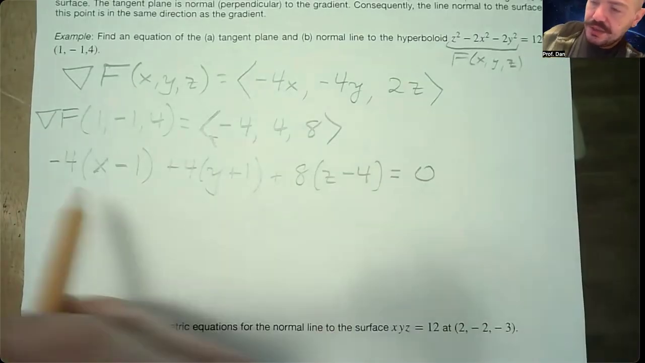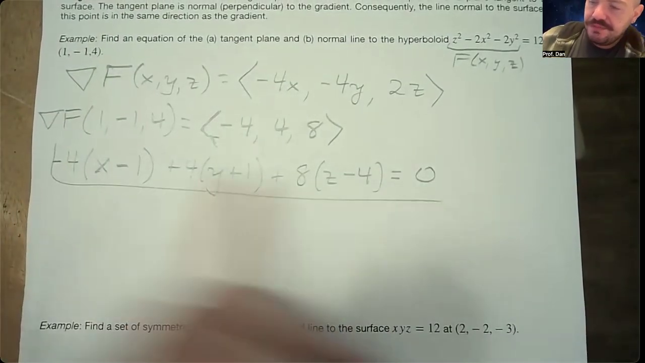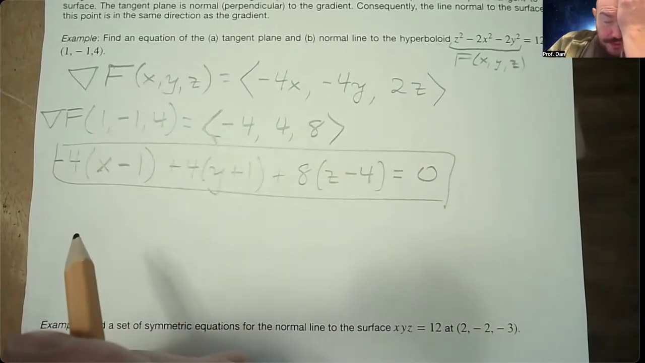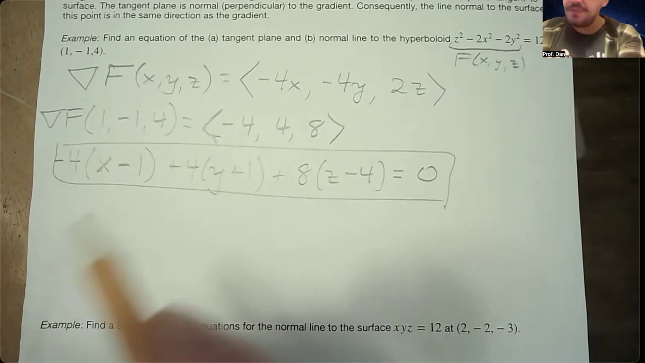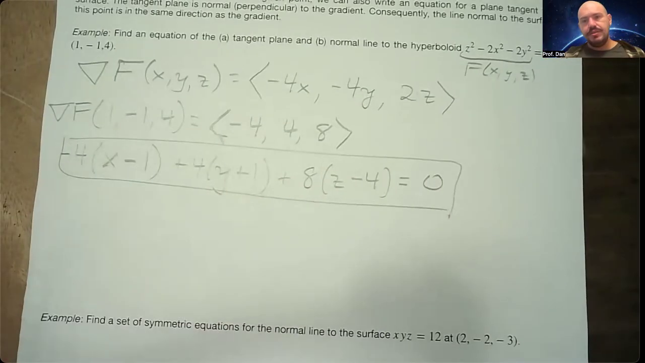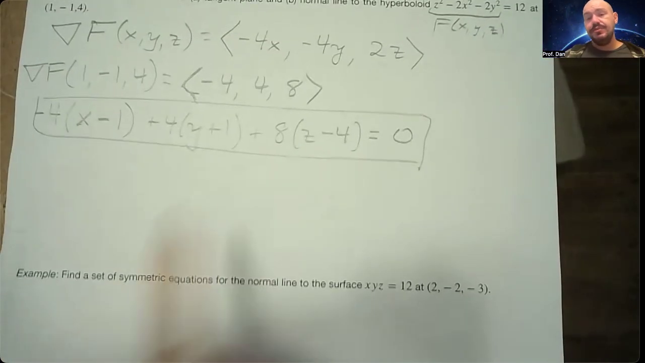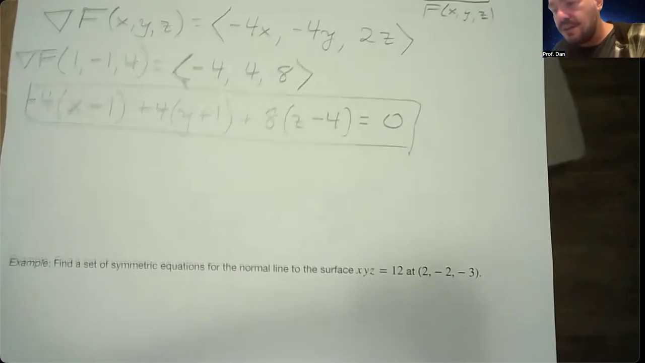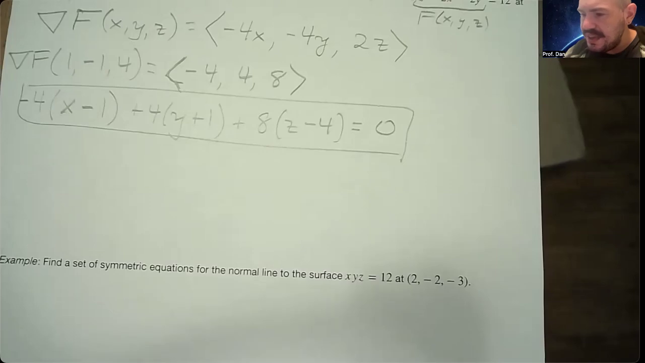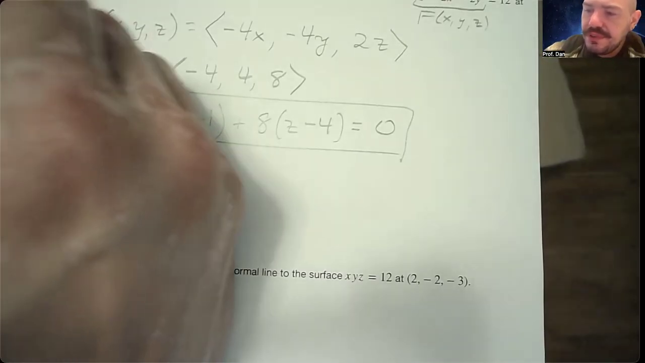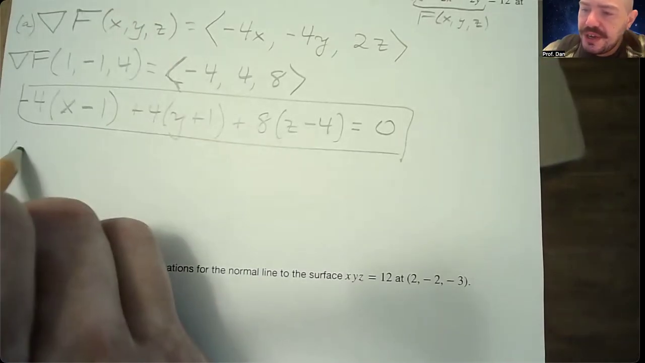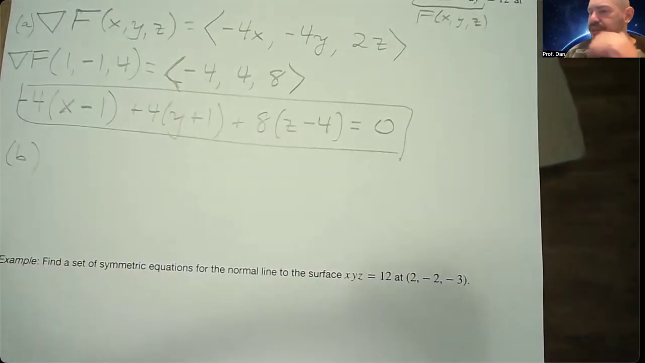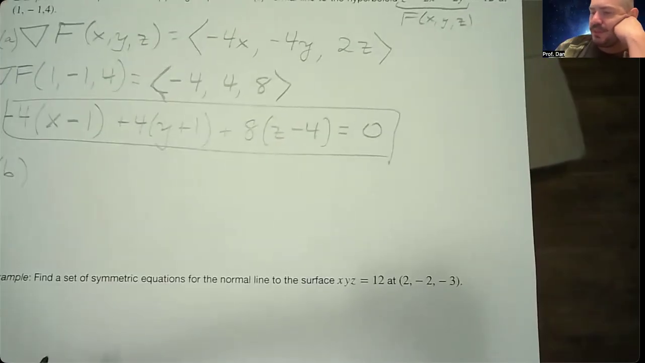All right. So this is an equation for the plane. Again, if you were to distribute and combine like terms, you would get an answer that looks slightly different, but is mathematically equivalent to this. So now that we've got our tangent plane, let's write an equation for the normal line.